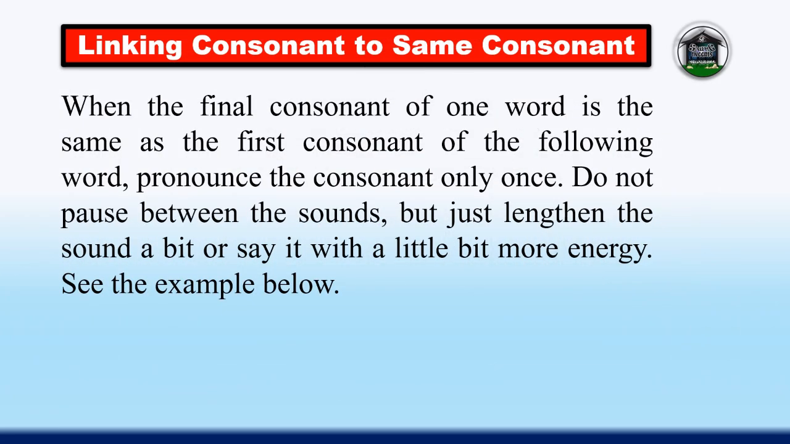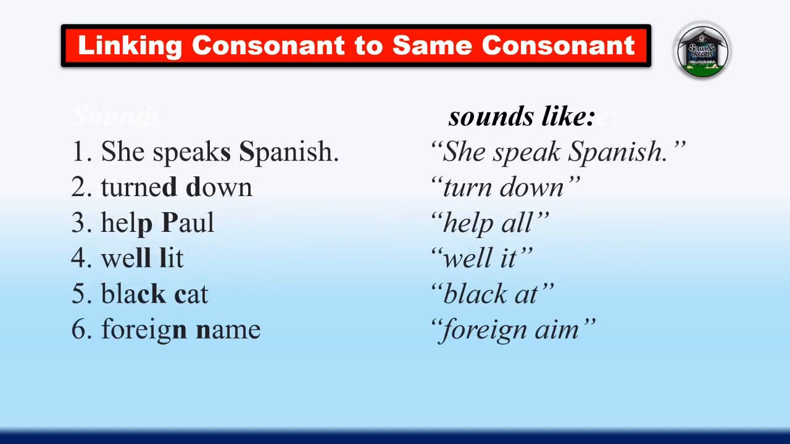Linking consonant to same consonant. When the final consonant of one word is the same as the first consonant of the following word, pronounce the consonant only once. Do not pause between the sounds, but just lengthen the sound a little bit and say it with a little bit more energy. For example, she speaks Spanish should sound like she speaks Spanish.